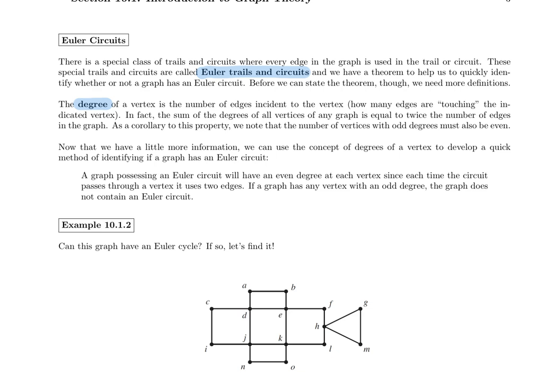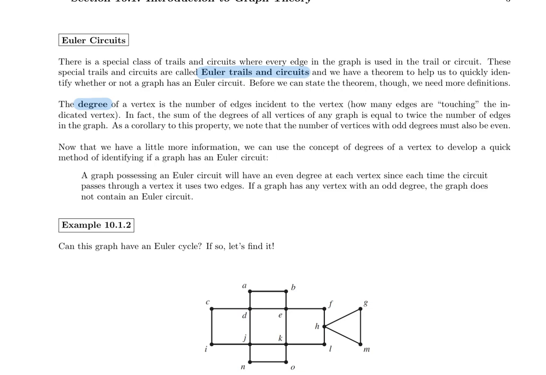In fact, the sum of the degrees of all the vertices of any graph is equal to twice the number of edges in the graph. And as a corollary of this property, you notice that means it's an even number. We note that the number of vertices with odd degrees has to be even because an even times an odd is an even, but an odd times an odd is an odd. So in order to keep it even, we need an even number of odd vertices, or vertices with odd degrees.